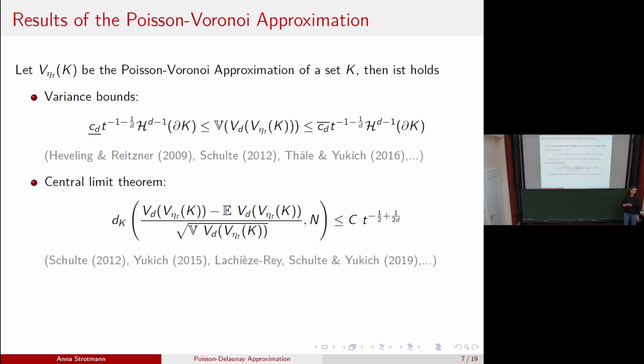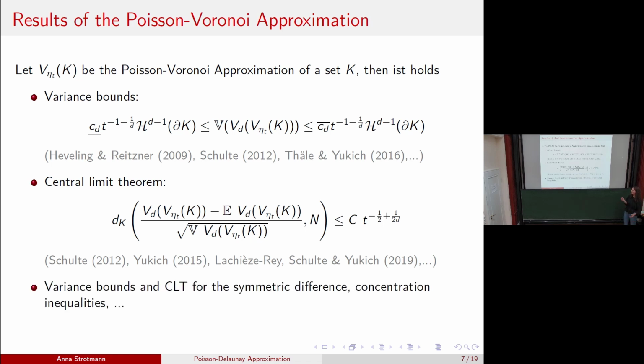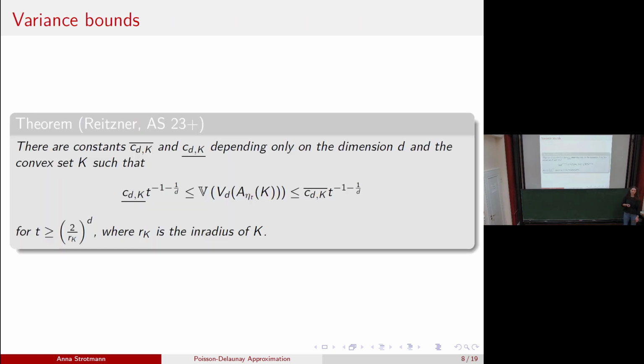when the intensity of the point process goes to infinity, is -1/2 + 1 over 2d. And there are many more results, for example some considerations regarding the symmetric difference, or some concentration inequalities, and so on. And now we were able to find some quite similar results for the Poisson-Delaunay approximation. Our next result is about bounds for the variance. As you can see, the bounds here have the same order as the variance bounds of the Poisson-Delaunay approximation.